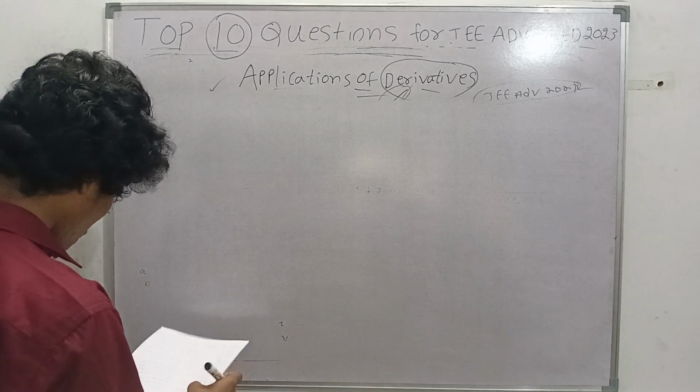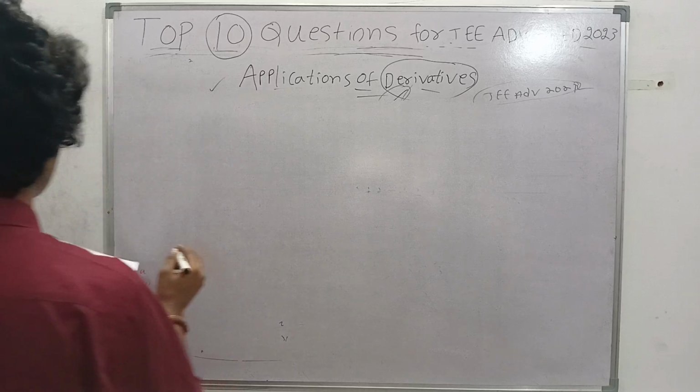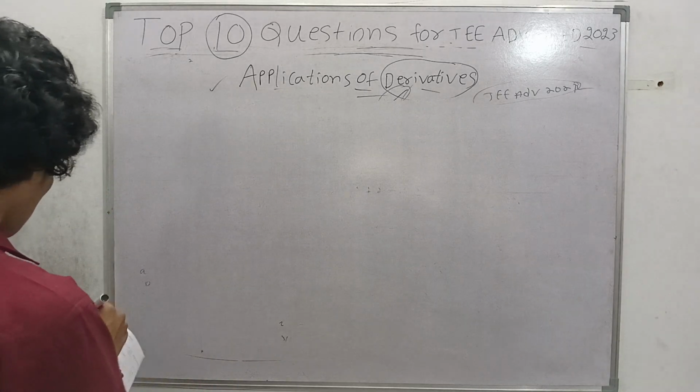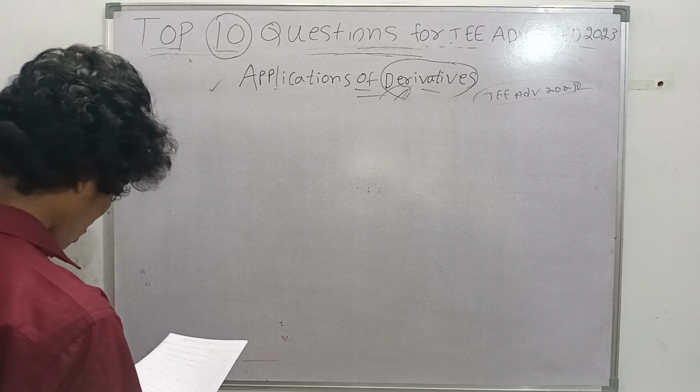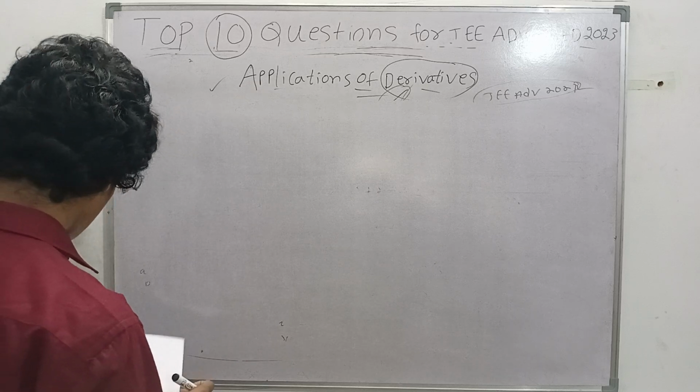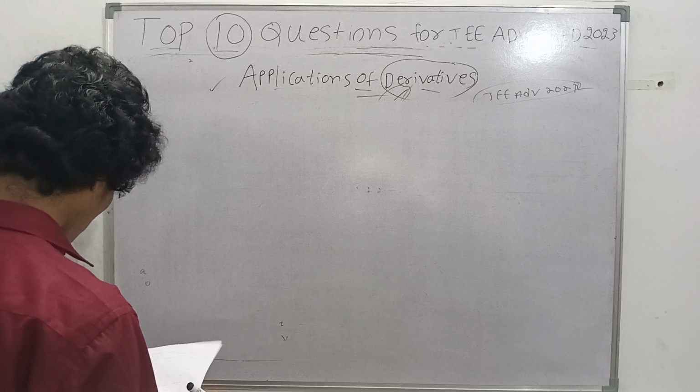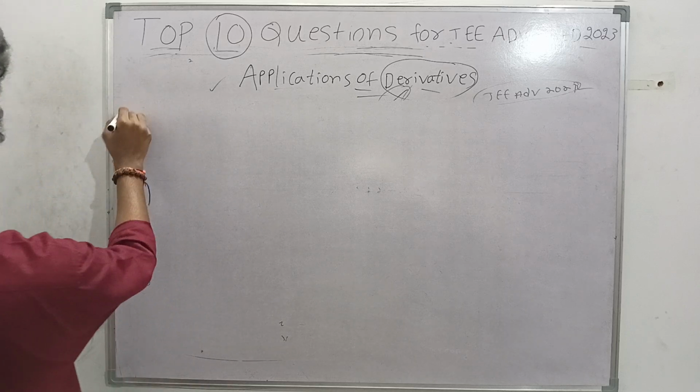Wait guys, I am taking the questions which I have done. How many questions have we completed? 1, 2, 3, 4, 5, 6. 6 questions we completed. Now the 7th question.